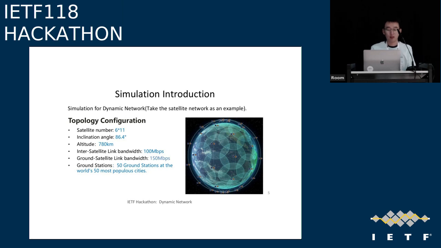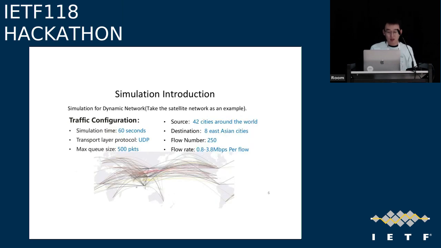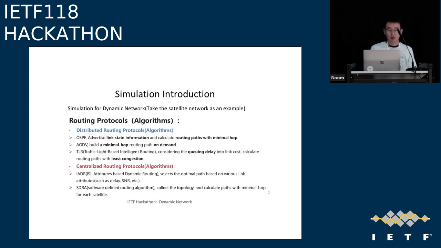And this is our simulation introduction. We take the satellite network as an example. We configured about 66 satellites and 50 ground stations. Okay, and we have about 215 UDP flows around the world. And we have 5 routing protocols and all algorithms include distributed routing protocols and centralized routing protocols.